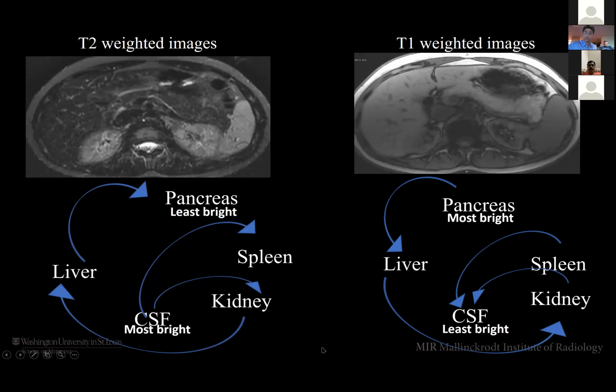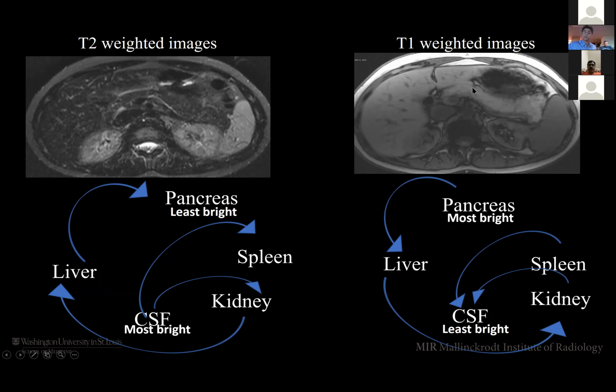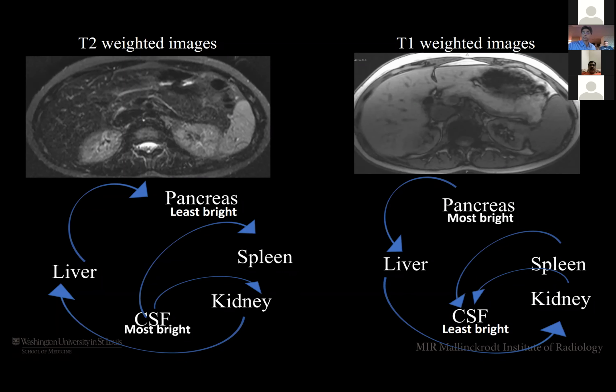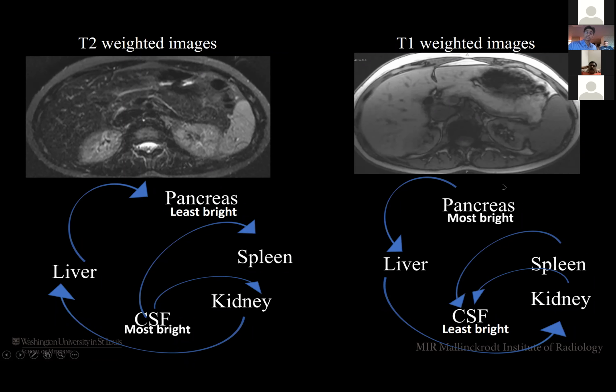If you go to a T1 weighted sequence, it becomes exactly the opposite. The pancreas becomes the most hyperintense or brighter on T1 weighted images, which is exaggerated when you do a fat saturation sequence or fat sat pulse. And then the liver is slightly less bright than the pancreas, and then the kidney is less bright than the liver, and the spleen is similar to the kidney, and then the CSF is the darkest.